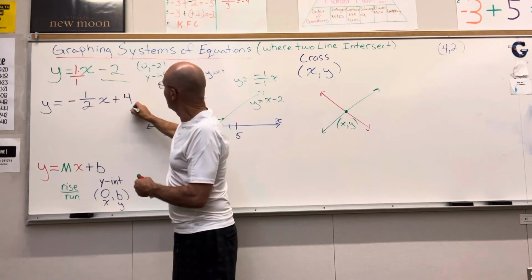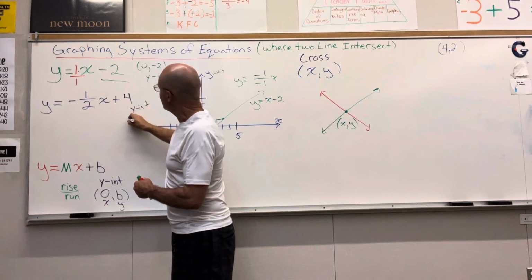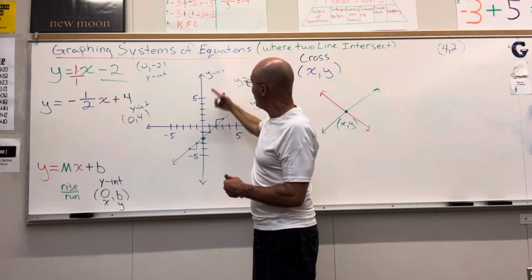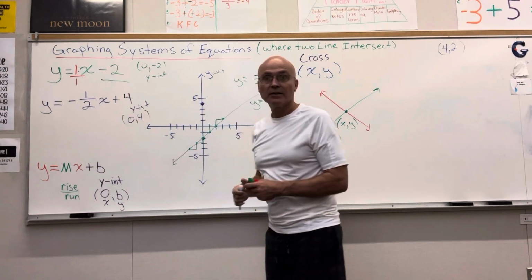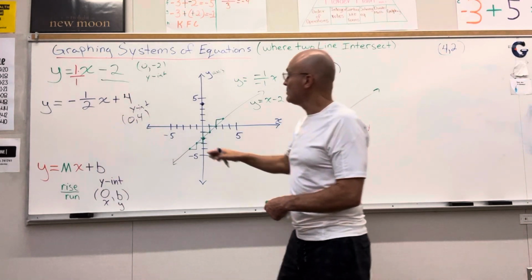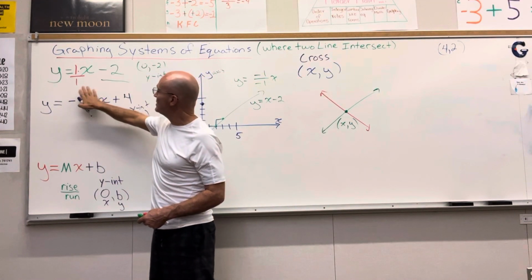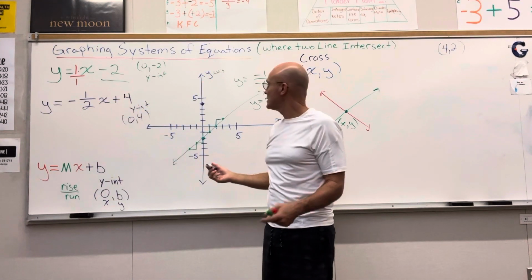All right, the purple line. Y-intercept is 0, 4. So I just go up to 4 on my y-axis, 1, 2, 3, 4, and I make my first dot. There it is. When x is 0, and you multiply it by -1/2, the -1/2 goes away, y equals 4. They call that the y-intercept.